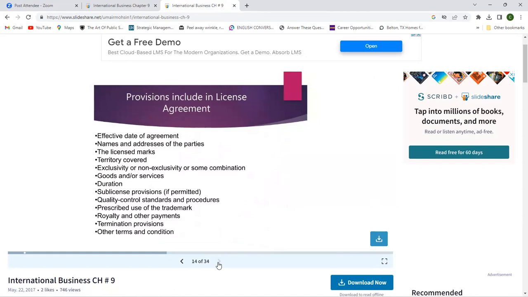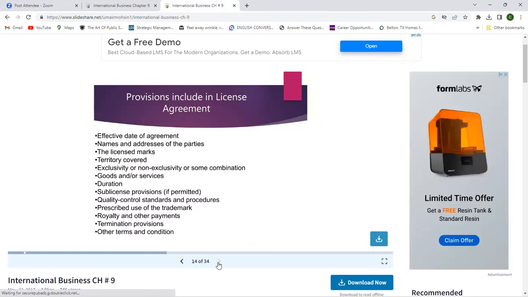Provisions include the license agreement, effective date of the agreement, names and addresses of the parties, territory, marks, exclusive or non-exclusive rights for some combination of goods and services, duration, sub-license if permitted, quality control and standards, prescribed use of the trademark, royalty and other payments, termination provisions, and other terms and conditions.